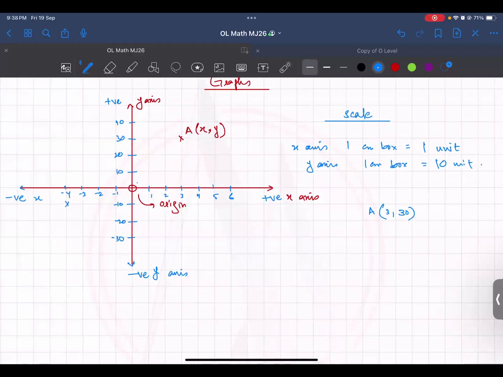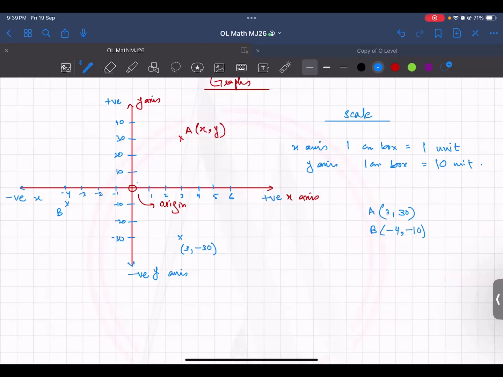If I talk about this coordinate, this is your b. You can see in the x direction you have moved minus 4 and then minus 10 in the y. This point is 3 comma minus 30. 3 in the x and minus 30 in the y. You always write the x value first and then the y value.